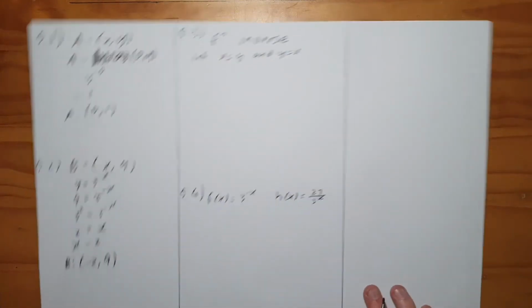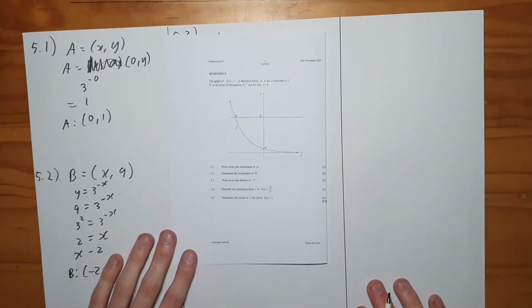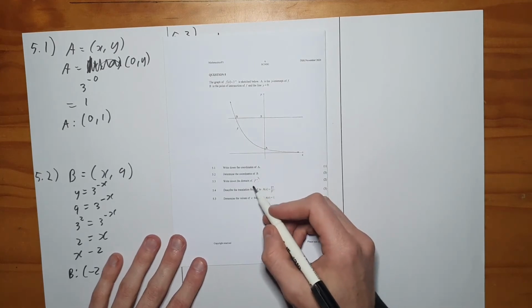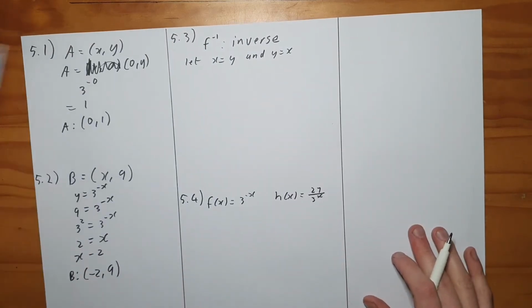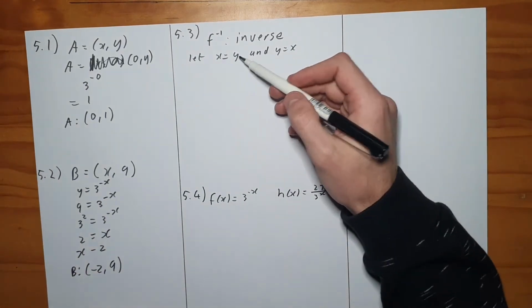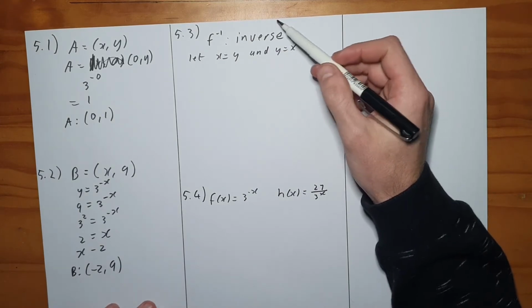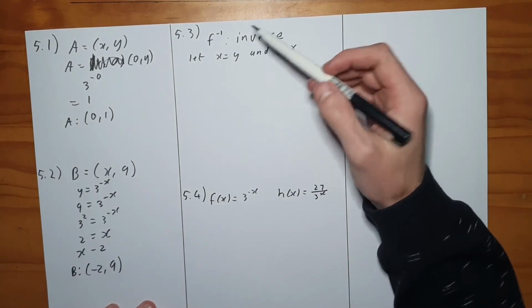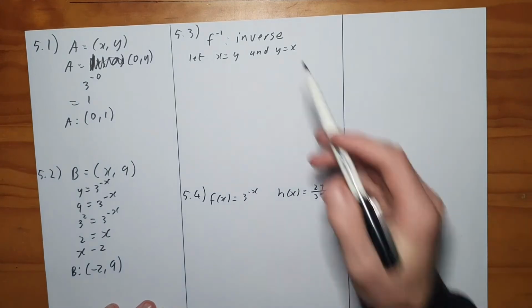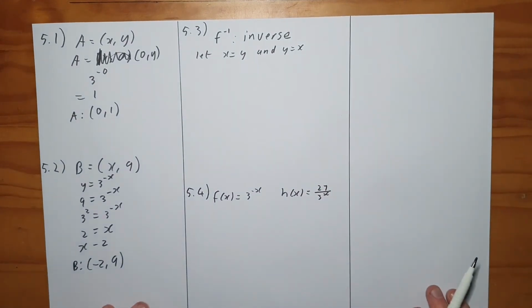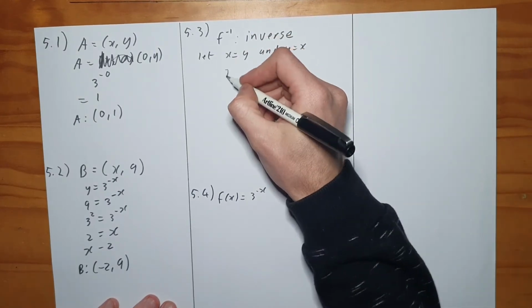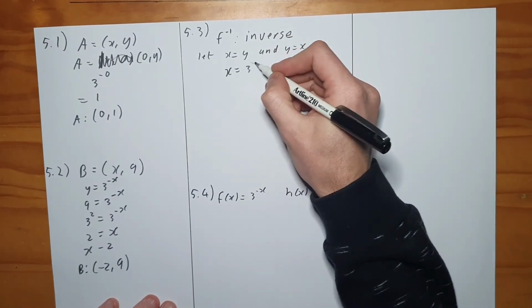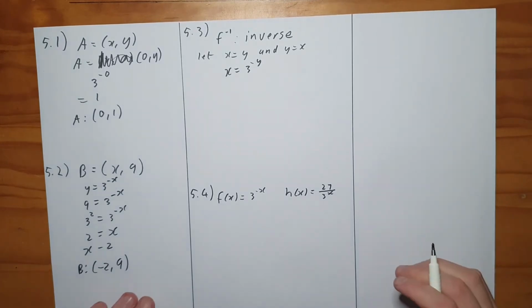Okay, now 5.3 says write down the domain of the inverse of f. So we first have to find the inverse if you're not too sure. Finding the inverse, we let x equal y and y equal x. You can note that the inverse of the function is just the reflection over the line y equals x. So let's find this quickly. I'm going to let x equal y and y equal x. So we're going to have x equals 3 to the negative y. Now all we need to do is solve for y.